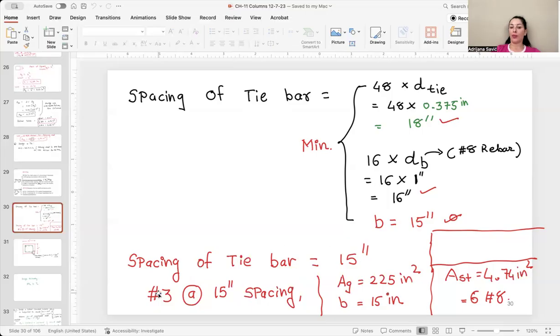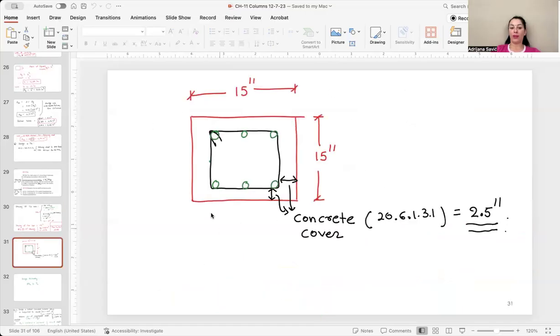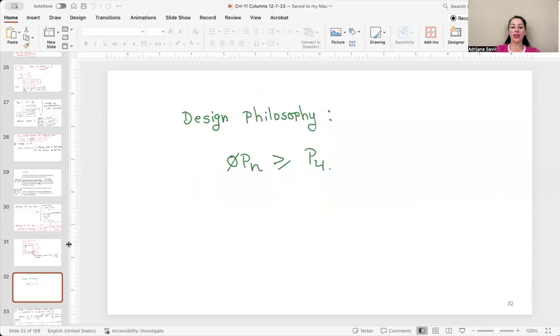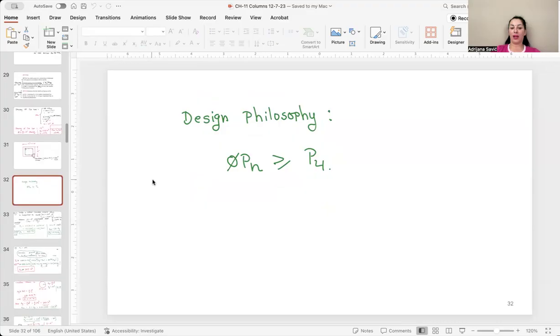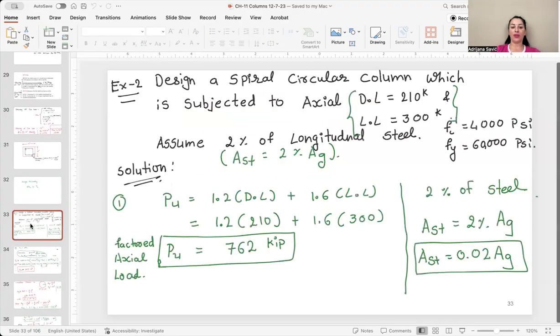So we have number 3 ties at 15 inch spacing, and our drawing will be 15 by 15. Concrete cover according to ACI code is 2.5 inch. So we will go with 6 main rebars, and this is our tie. So with this, we are going through the design philosophy, and I will do the next example in the next video.